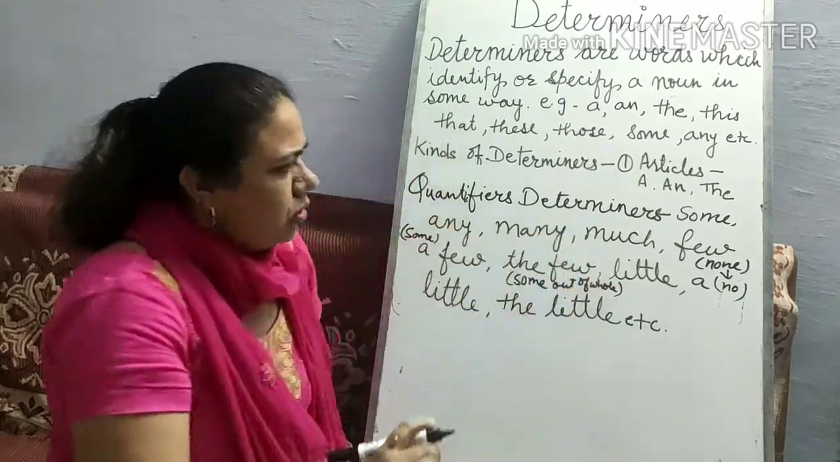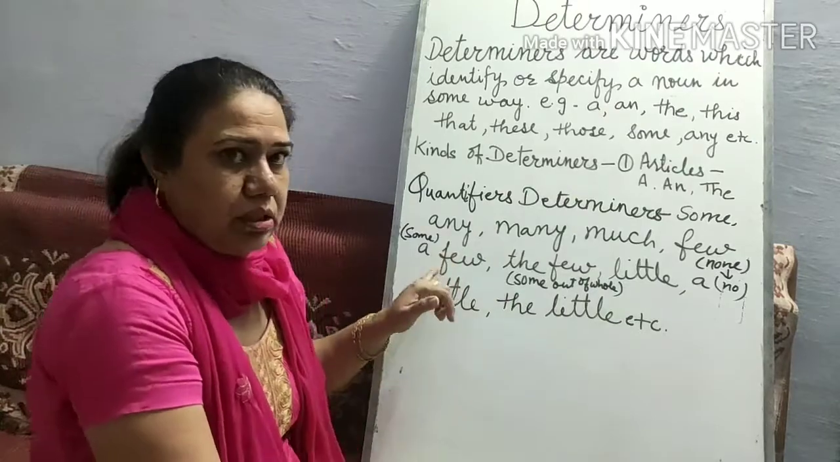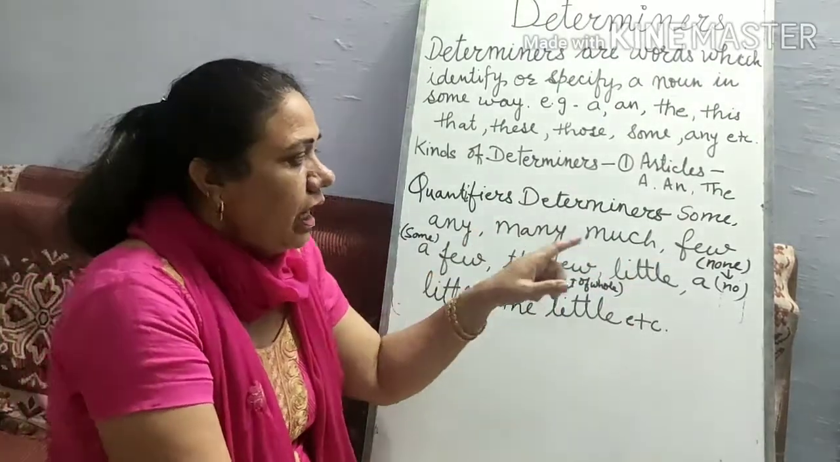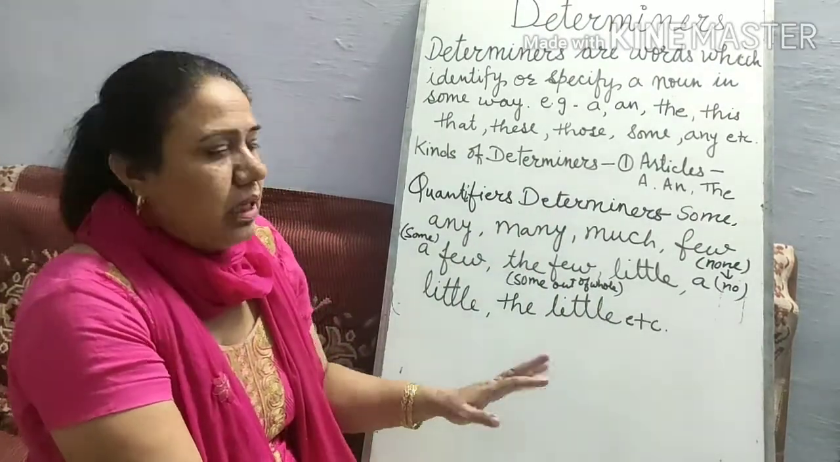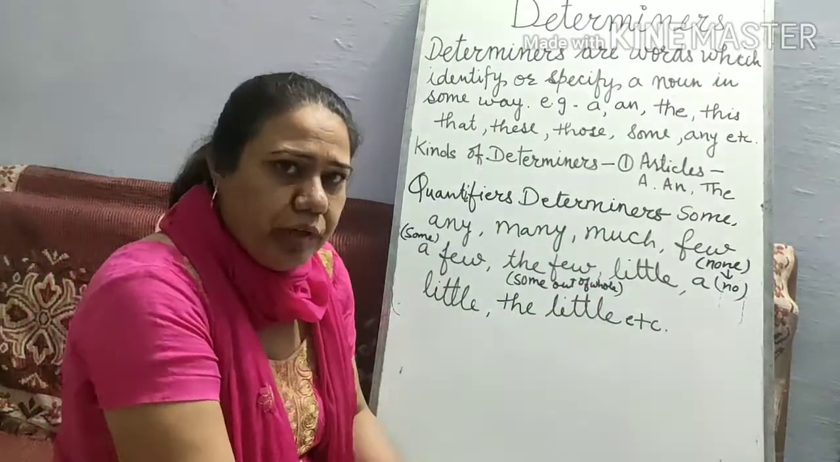Some out of whole. Few we take for countable nouns, for countable nouns or persons. I have few friends. It means I have no friends.